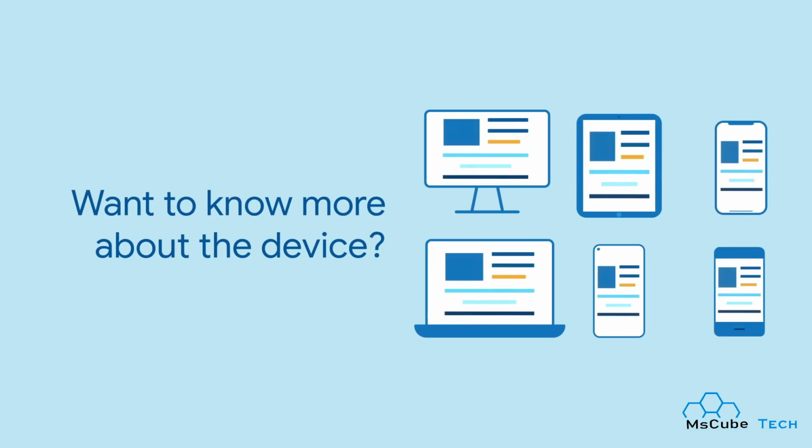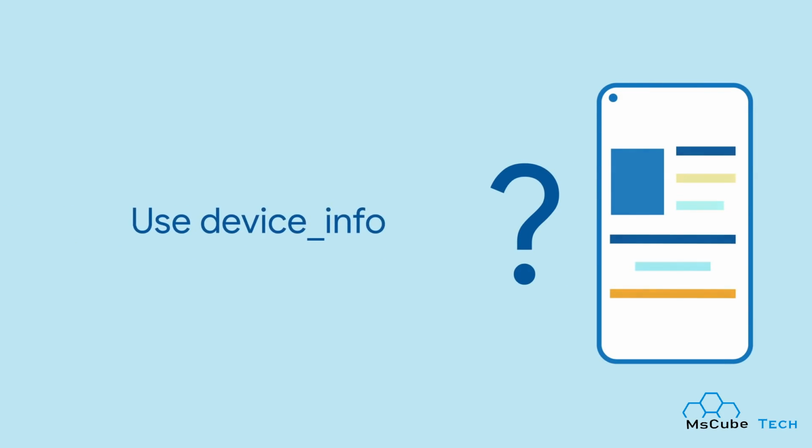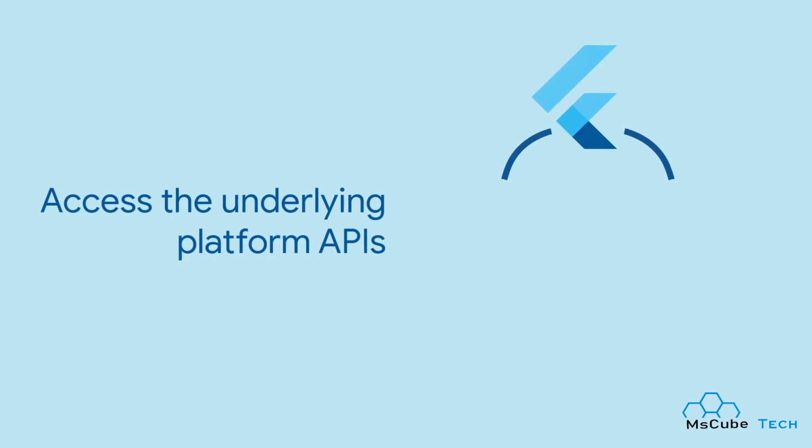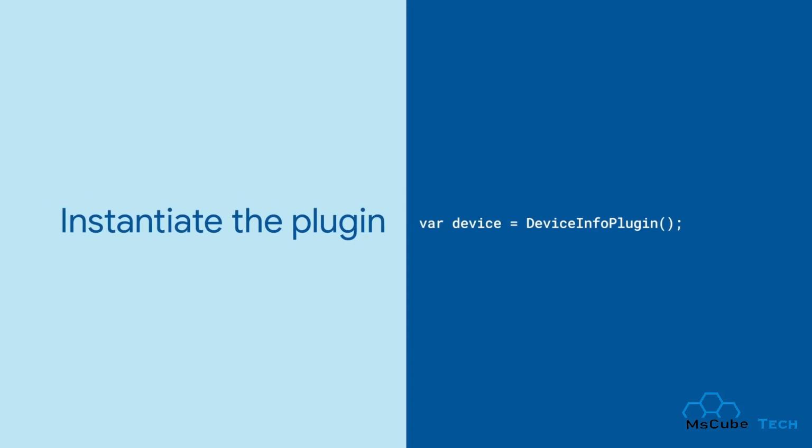Flutter runs on a variety of devices, and generally speaking, you don't need to care about the specifics. But sometimes you might want to know the version of the operating system or the exact model or something similar. Enter device_info. This package lets you easily access the underlying APIs, Android OS Build on Android and UIDevice on iOS. First, instantiate the device info plugin.